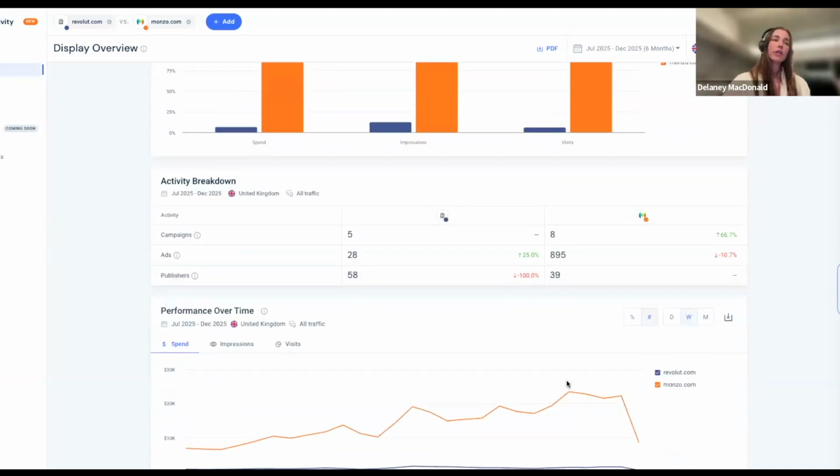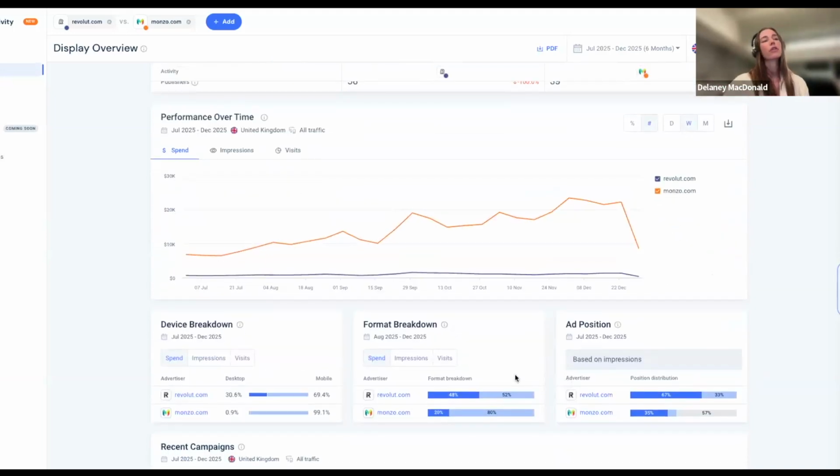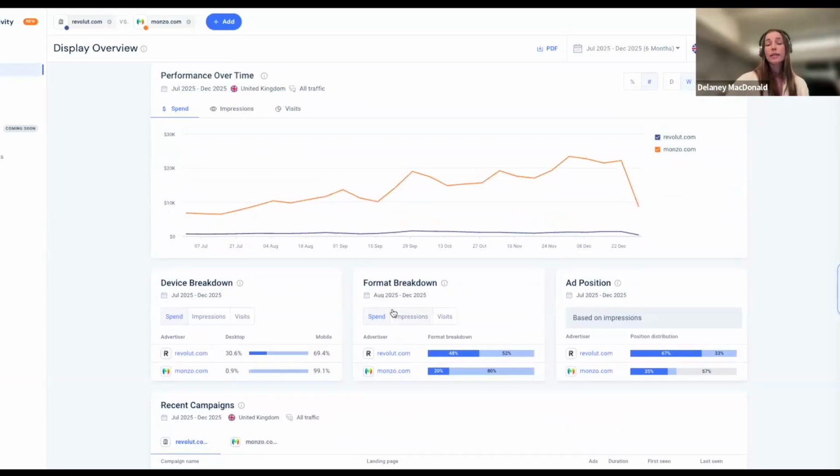And when we scroll down to the following part of the platform, we can get even more insights into exactly how they're doing that. So what stands out to me here is that in terms of ad positioning, Revolut is really going after these above the fold, really high impact placements. So that's really where they're putting most of their focus. If you compare that with Monzo, we see that they're being a bit more distributed across the page.